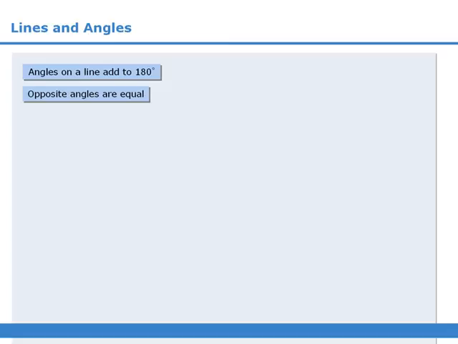Okay, to summarize. In this lesson, we learned that angles on a line add to 180 degrees. Opposite angles at an intersection are equal, and we learned some important properties of parallel lines. As we progress through this module, you will learn many more properties and rules to add to these ones.